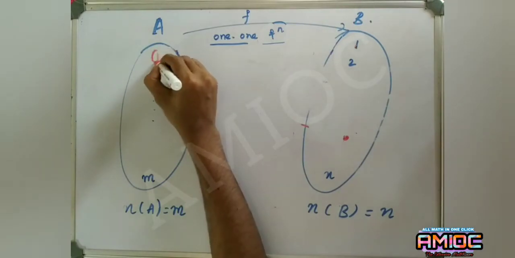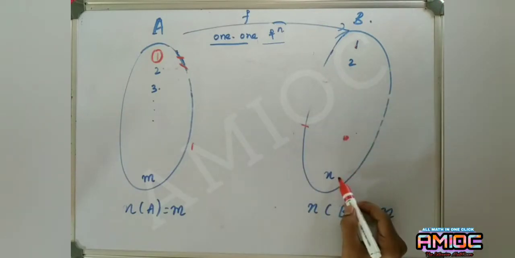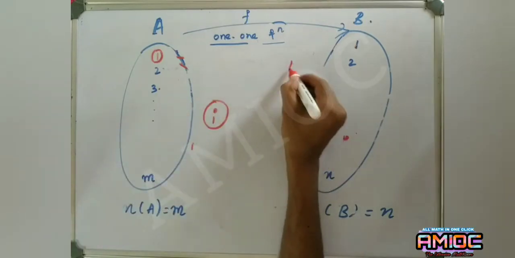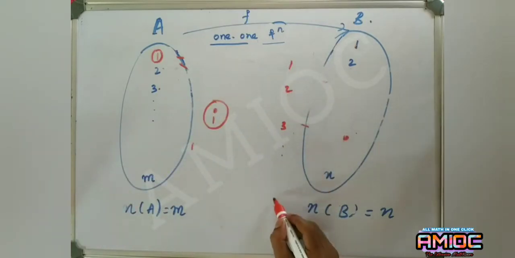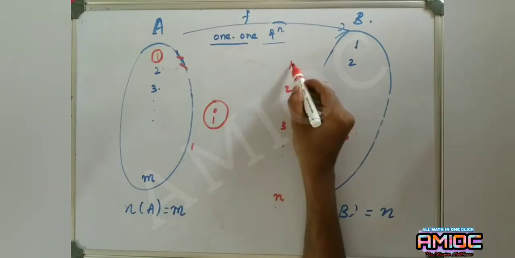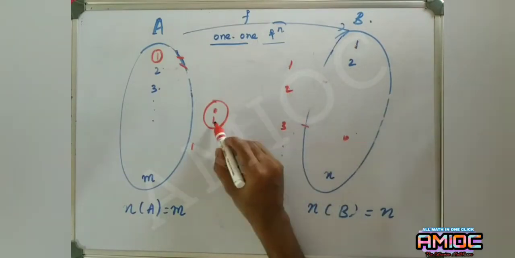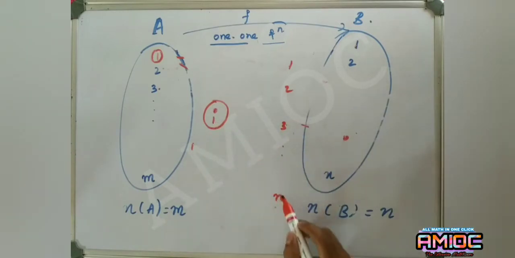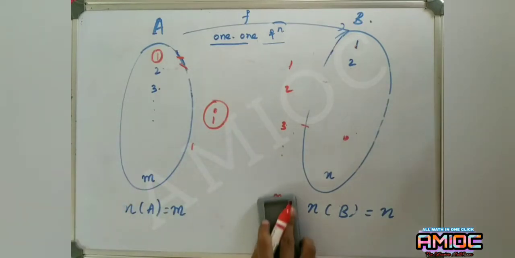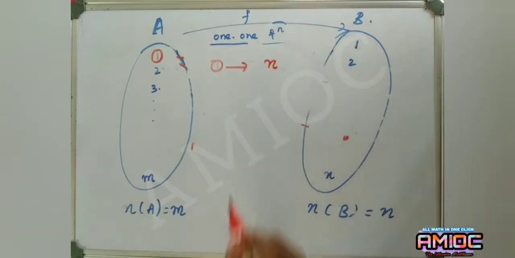I am considering the point 1. In how many ways can 1 be mapped to the elements of B? Here the elements are 1, 2, 3, up to n. 1 can be mapped to any one of these elements. 1 can be mapped to the first, to the second, to the third, and so on up to n. Therefore, how many choices does 1 have? 1 has n choices.